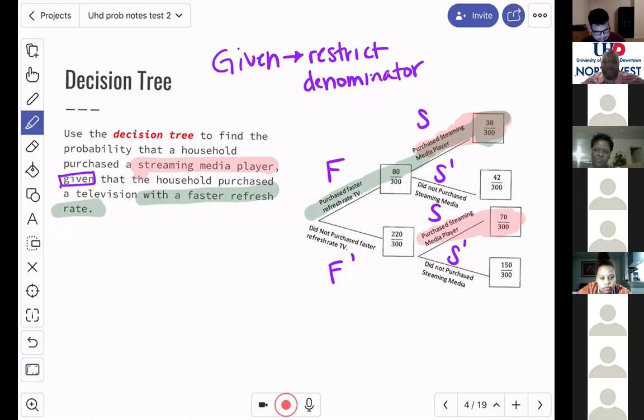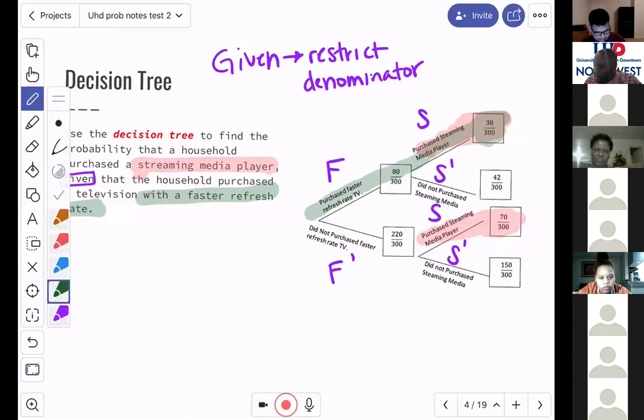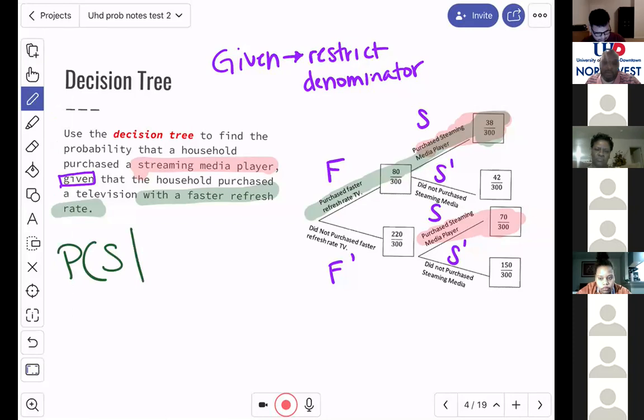Now, when I do this though, let's write the actual condition out. And it says this. It's the probability of a streaming media player. It's the probability of S given F. So the question becomes, this back part is the restriction. Okay, that is my restriction. That's who I care about.